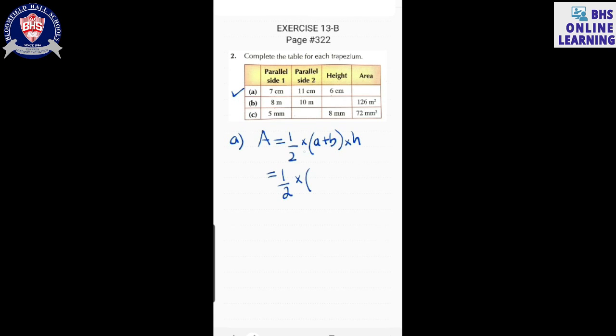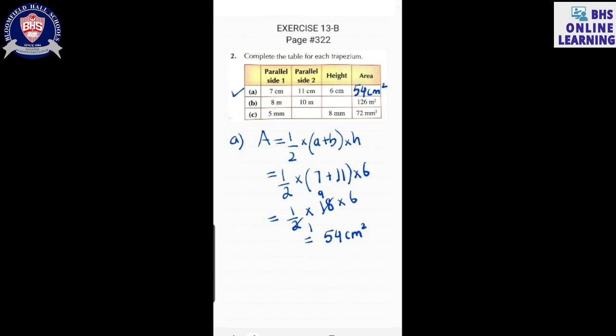A is the parallel side 1, so we will write 7 here. B is the parallel side 2, so I'm going to write 11 here, and height is 6. 7 plus 11 is 18. So 2 1s are 2, 2 9s are 18, and 9 6s are 54. 54 centimeter square. So the area of the trapezium is 54 centimeter square.